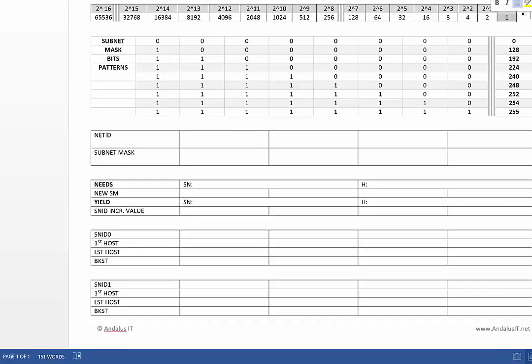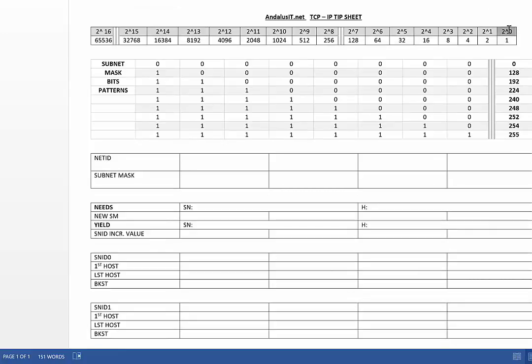or if I borrow 0 bits, I won't be able to create any networks. If I borrow 1 bit, I can create 2 networks. If I borrow 2 bits, I can create 4 networks. Does that meet my needs? No, I don't need to create 4 networks, I need to create 5 networks. So if I borrow 3 bits, that will give me 8 different networks that I can create.